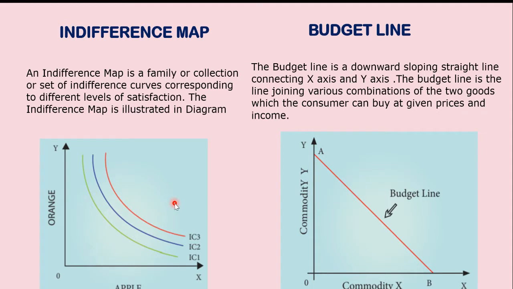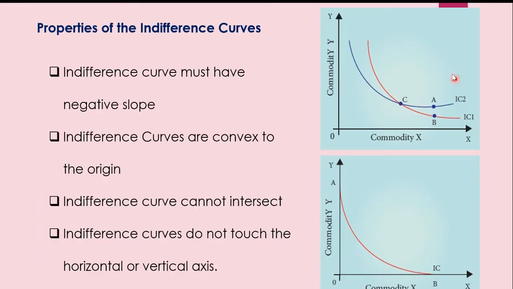We saw this earlier, IC1, IC2, IC3. Higher the indifference curve, higher will be the level of satisfaction. Lower the indifference curve, lower will be the level of satisfaction. Likewise, in this diagram, IC2 has got higher level of satisfaction and IC1 has got lower level of satisfaction. Point A is on IC2 and point B is on IC1. That means point A gives higher satisfaction and point B gives lower satisfaction.